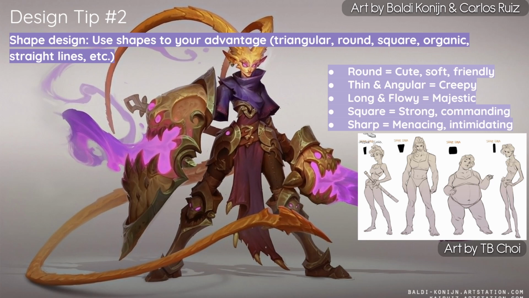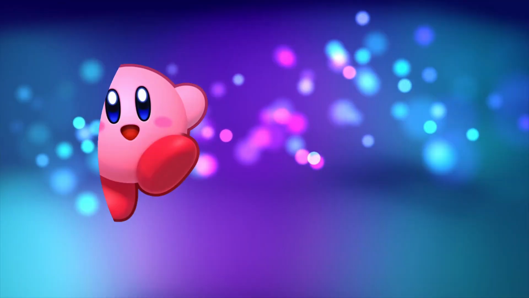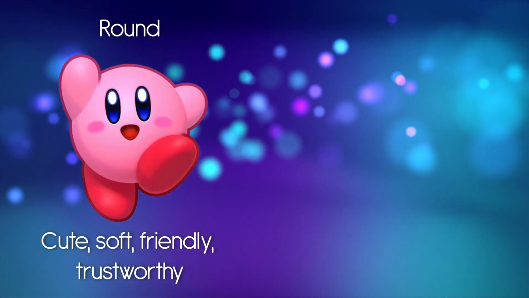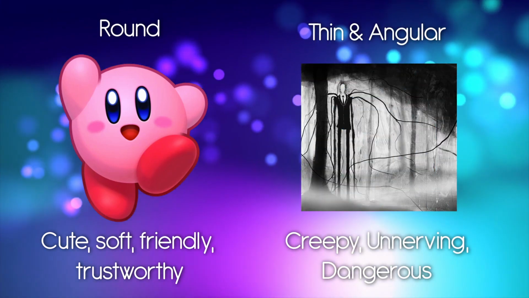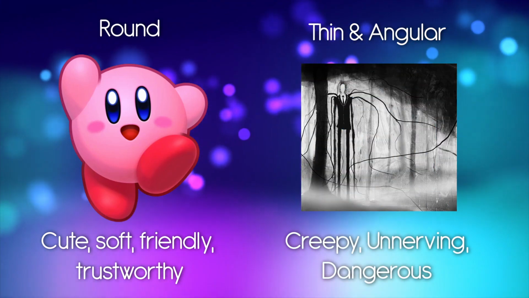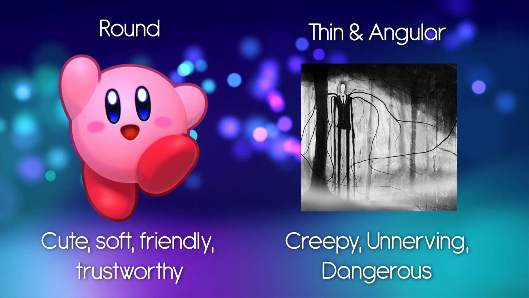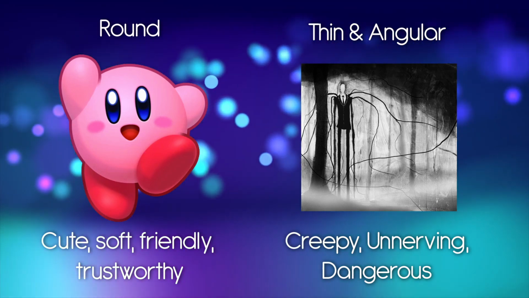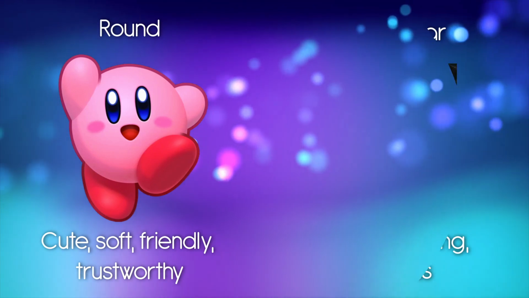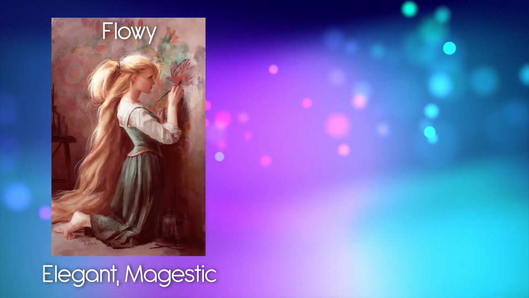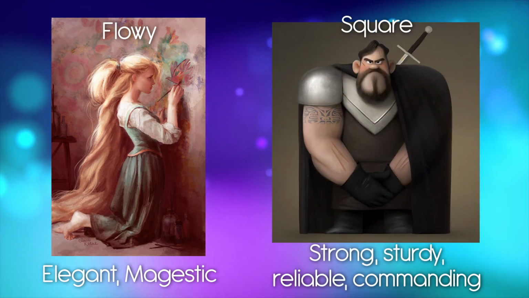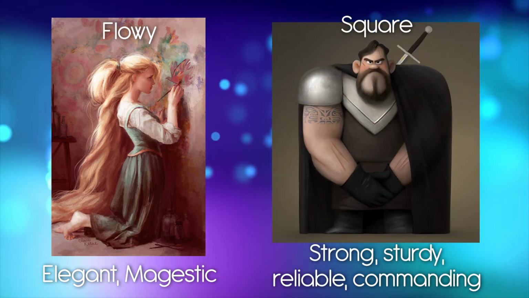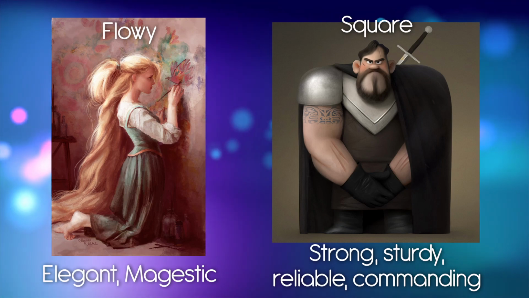As a general rule for how we psychologically think about shapes, we think of round shapes as being really cute and soft and friendly. You can trust that. Thin and angular, like really long, thin legs, like Slender Man, that's all considered creepy. Sharp shapes are immediately menacing and intimidating. Long and flowy are majestic kinds of shapes. Square is normally more strong. It normally feels a bit more intimidating, commanding, stoic.